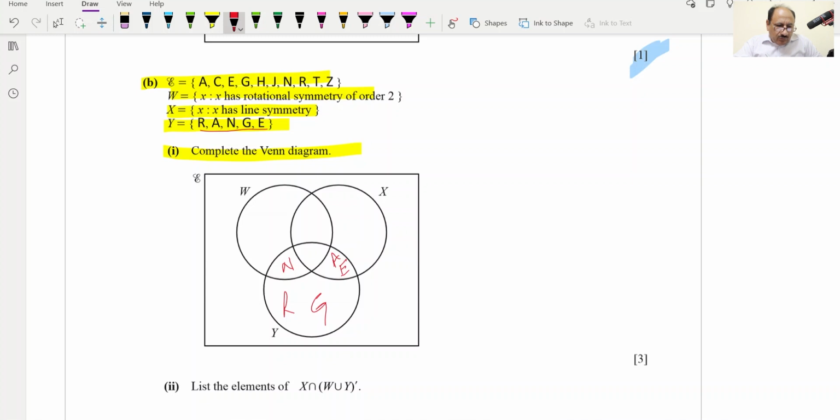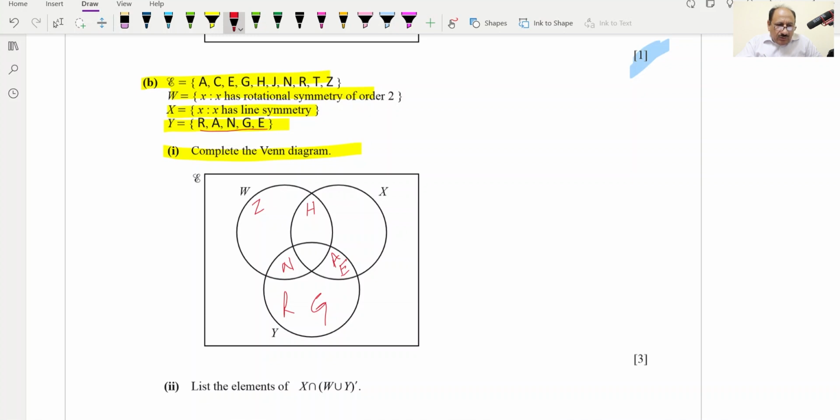Z is having rotational symmetry of order 2, and it's not having line of symmetry, so Z will be over here. And then we can just write Z like this, so you will not be confused. And then H is having rotational symmetry of order 2 also, and line of symmetry also, so it will be in the common place. And what else?